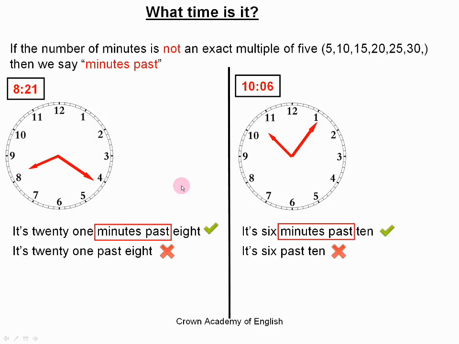And we also have the second method of telling the time. So we can say it's 8:21. That is correct. And here we say it's 10:06.